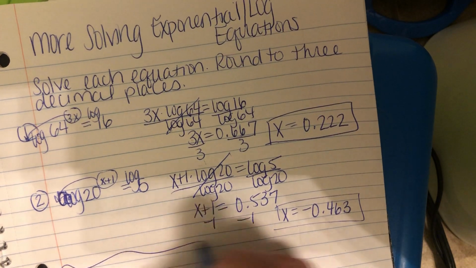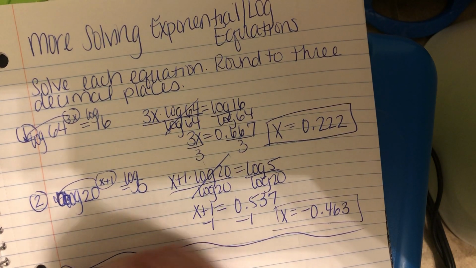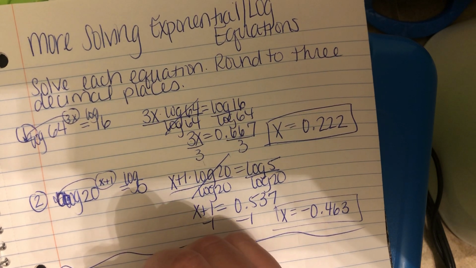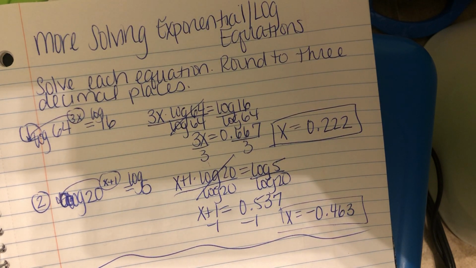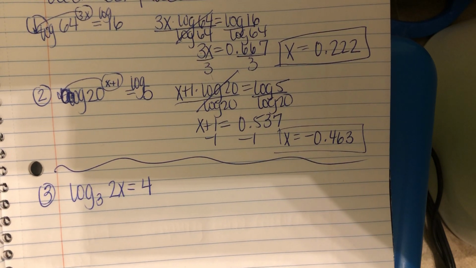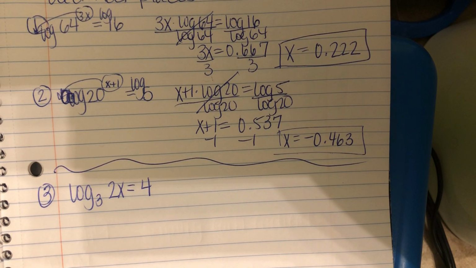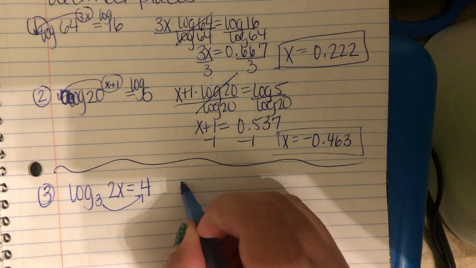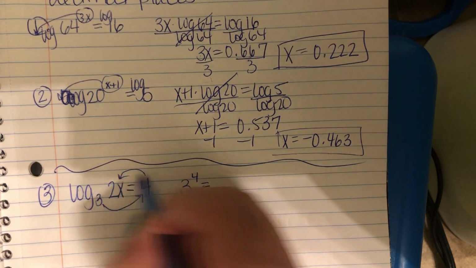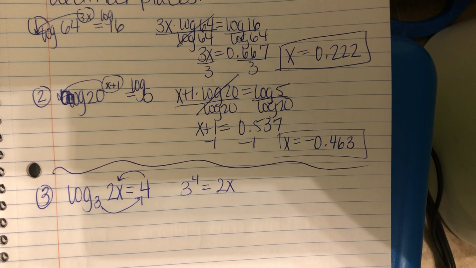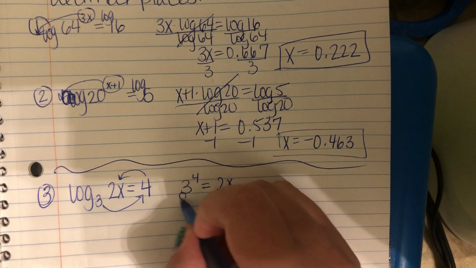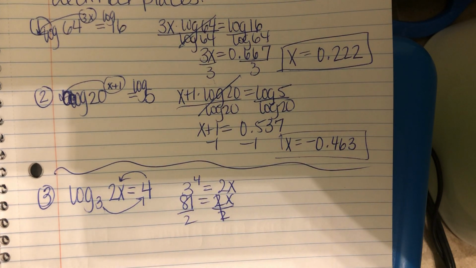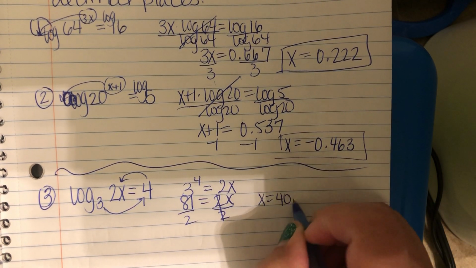All right, let's switch gears here and let's solve this log equation. So let's do the log base 3 of 2x equals 4. To solve a log equation, I have to change it to an exponent. So I'm going to use my arrows to change that to an exponent. So this will become 3 to the 4th power equals 2x. So 3 to the 4th power on my calculator is 81. And then I'll divide by 2, and I got x equals 40.5.